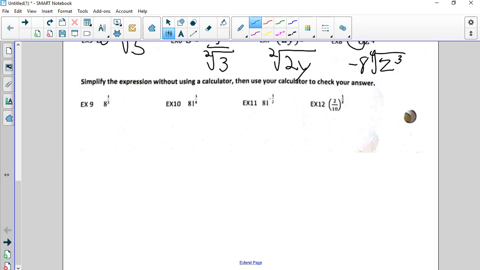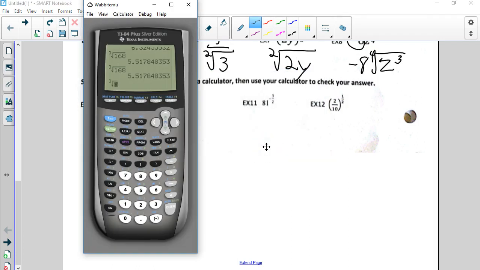Okay, simplify without using a calculator. The cube root of 8. What times itself is 8? Well, what times itself 3 times? And that's 2. But it says check the calculator. So you take your handy dandy calculator and you go to the math key, you go down to the cube root, and you hit 8. There it is, 2.